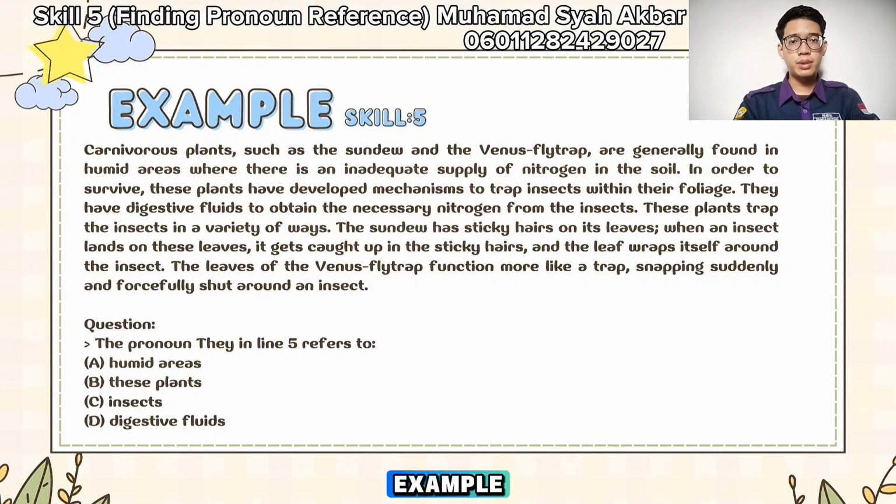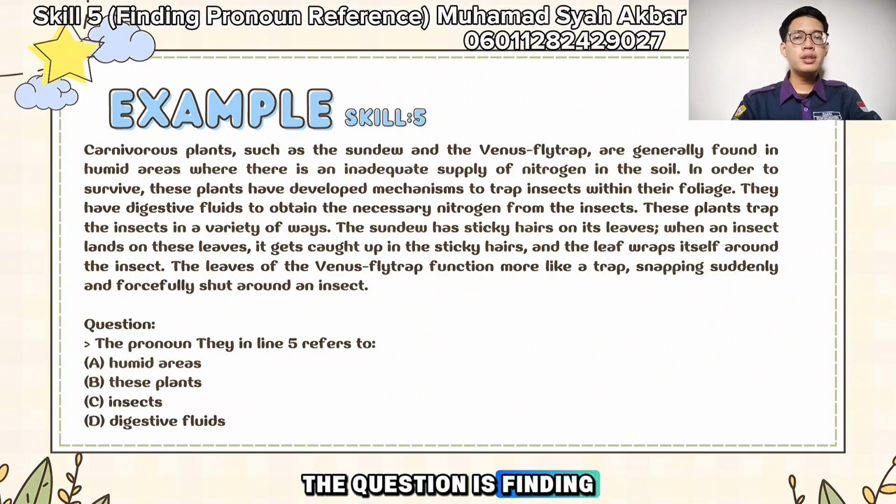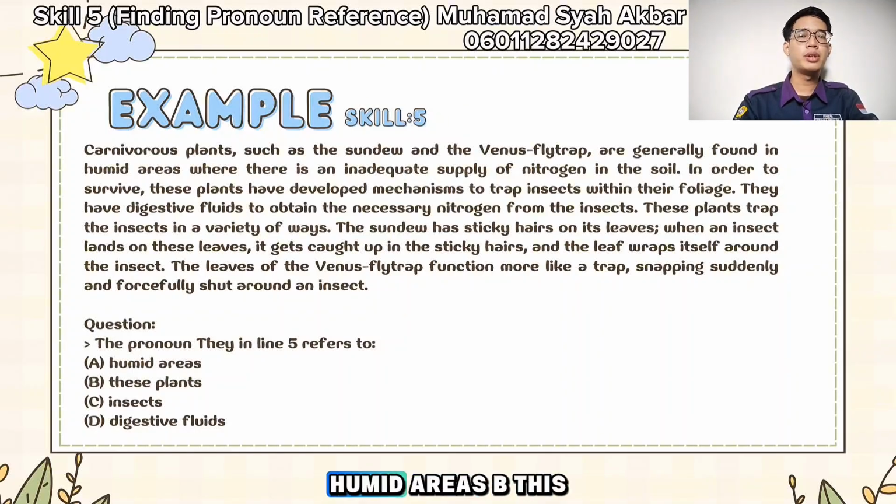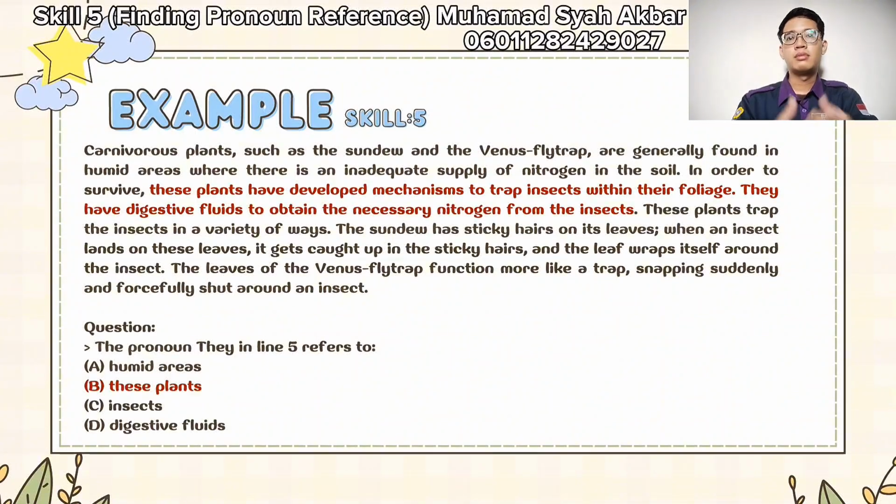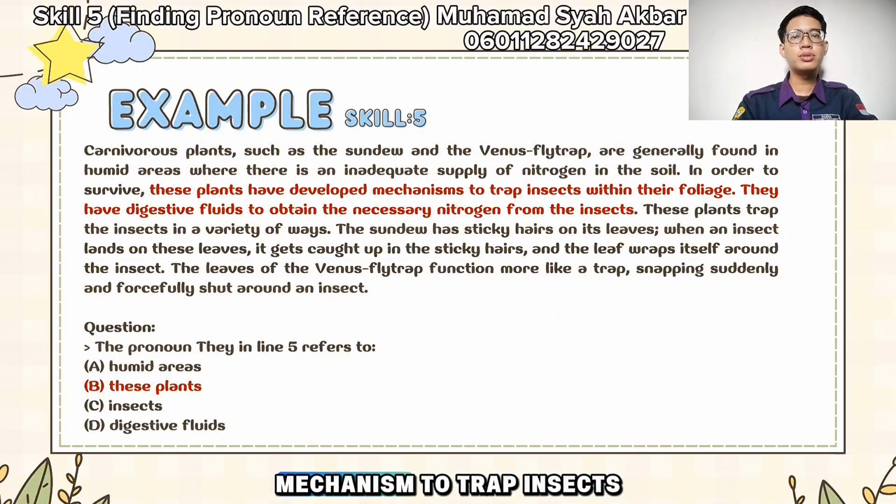Let's look at the example. The question is, the pronoun they in line 5 refers to A. Humid areas, B. These plants, C. Insects, D. Digestive fluids. Let's see the text. These plants have developed mechanisms to trap insects within their foliage. They have digestive fluids to obtain the necessary nitrogen, is the line 5. So the answer is B, these plants, because they logically refers to the plants that have digestive fluids.